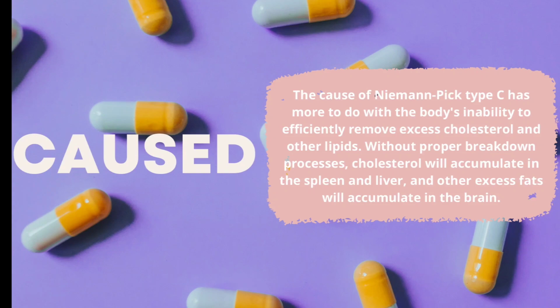The cause of Niemann-Pick type C has more to do with the body's inability to efficiently remove excess cholesterol and other lipids. Without proper breakdown process, cholesterol will accumulate in the spleen and liver, and other excess fats will accumulate in the brain.